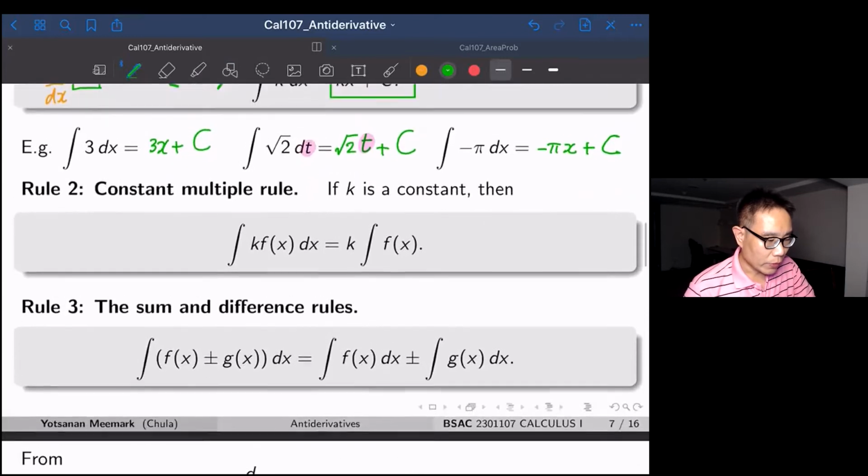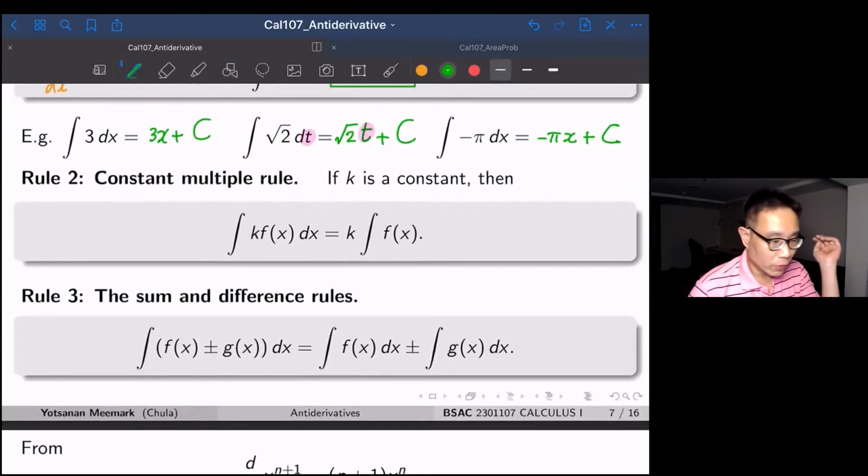The next one will be the constant multiple rule. The constant multiple rule presents it in a way that if you have a constant, you'll be able to just move this constant outside the integral. So you may just ignore the constant and then you just integrate only the function.